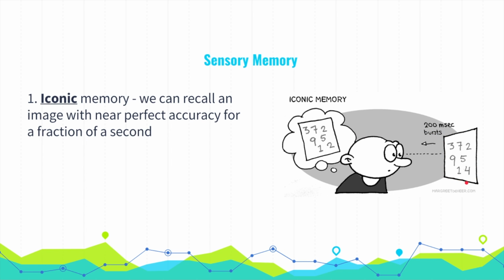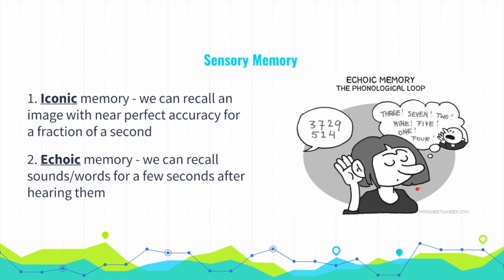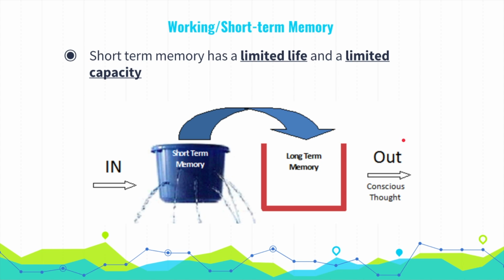The second type of memory is echoic memory, which is similar to iconic memory, except it's for auditory stimuli instead. So iconic is for visual stimuli, while echoic is for auditory stimuli. Echoic memory allows us to recall sounds or words for a few seconds after we hear them. And again, you can see echoic memory demonstrated in this picture.